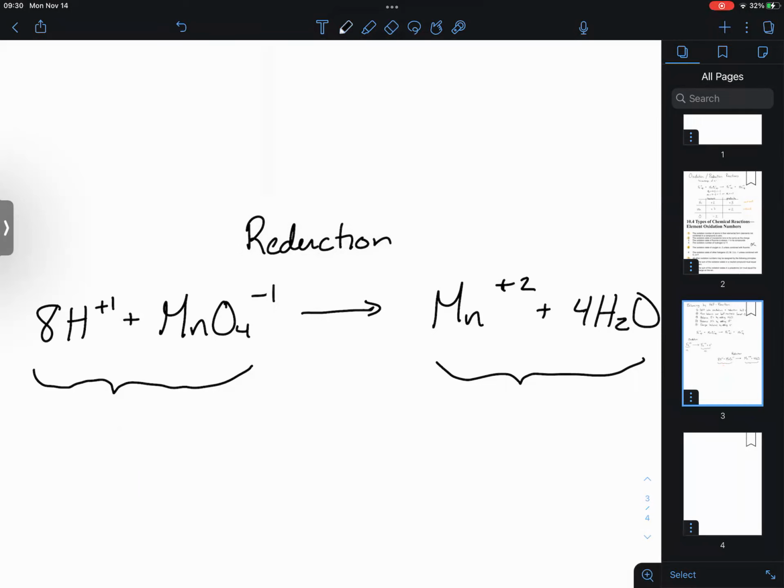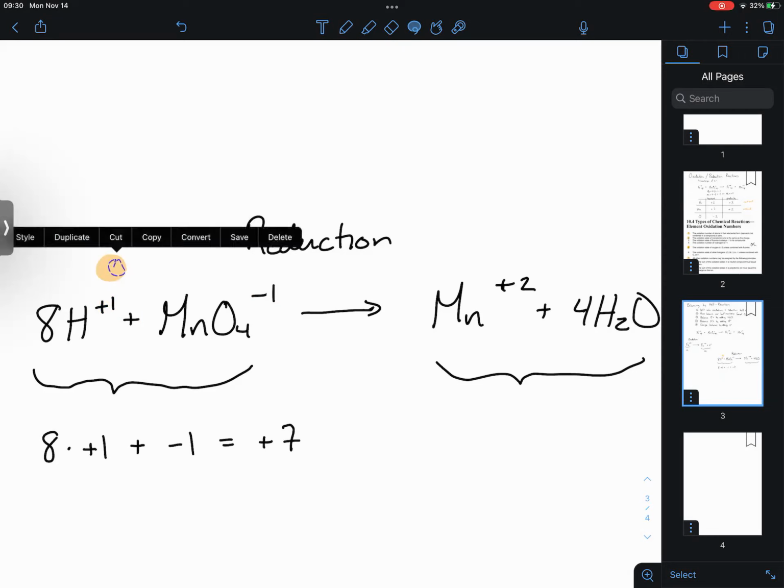All right, so I have my permanganate ion with a -1 charge, and there's just one of those. And then I have 8 hydrogen ions, each with a charge of +1. So 8 times my +1 plus that -1 gives me a total charge of +7 on this side. Right? You have to account for the fact that I don't just have 1 hydrogen ion, but I have 8 of them. So each one's going to have a charge of +1 combined with this single ion that has a charge of -1. That's how I get +7 on that side.